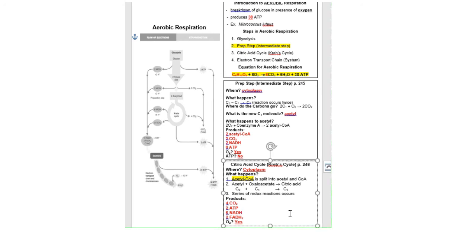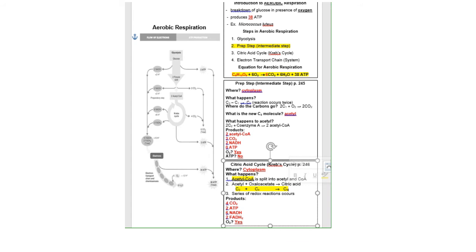As soon as they arrive at the cycle, they are going to split, and acetyl is going to enter the cycle, and the CoA will go back and pick up another acetyl. So what happens? Acetyl, which is a 2-carbon molecule, is going to combine with something called oxaloacetate, a 4-carbon molecule, to form citric acid, a 6-carbon molecule. This 6-carbon molecule, citric acid, is not glucose. It has different hydrogens and oxygens, which you do not need to know. Then a series of redox reactions occurs. Recall, a redox reaction is oxidation reduction. One molecule receives electrons, the other is going to donate electrons.